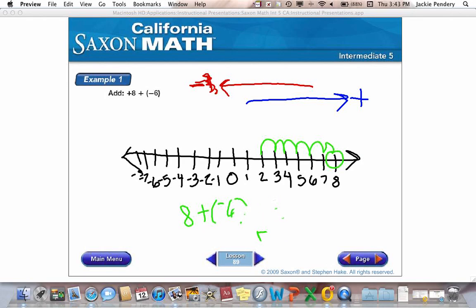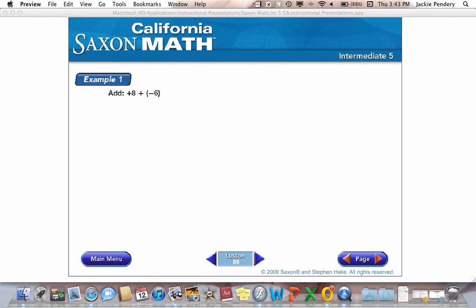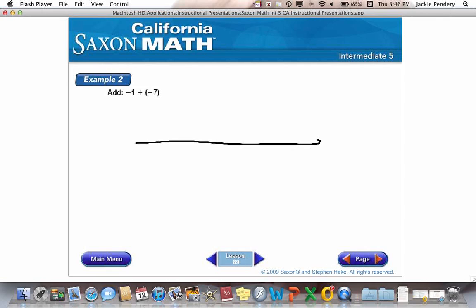Let's erase all of this. Actually, we're just going to erase the whole thing. And let's go on to example 2. All right. So now we're going to redraw our number line, because you're going to draw a number line for every problem. You may draw one number line and use it for all of them.